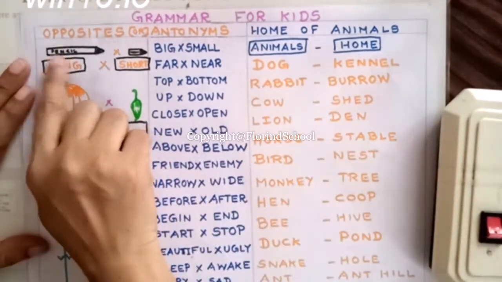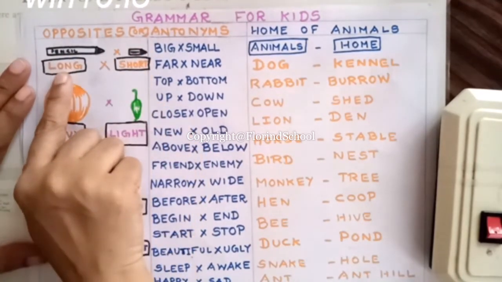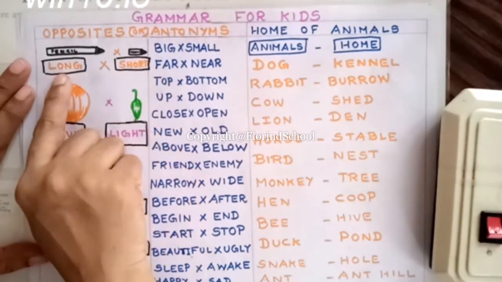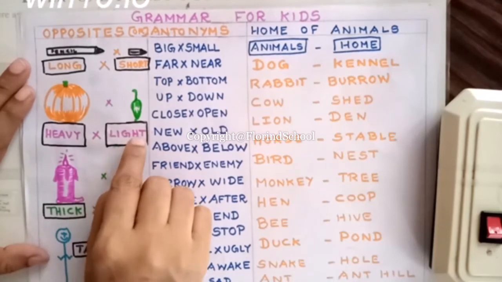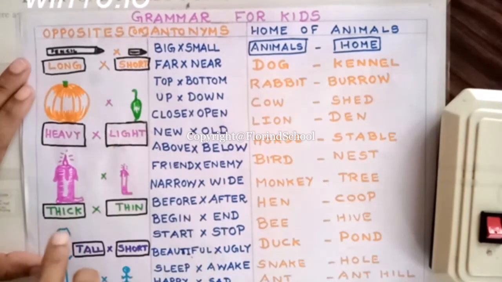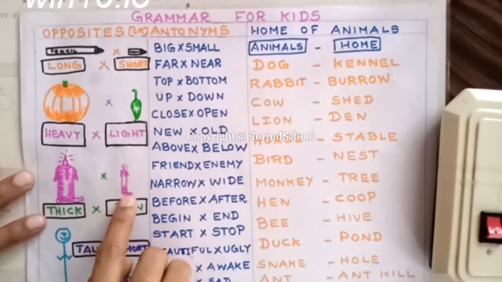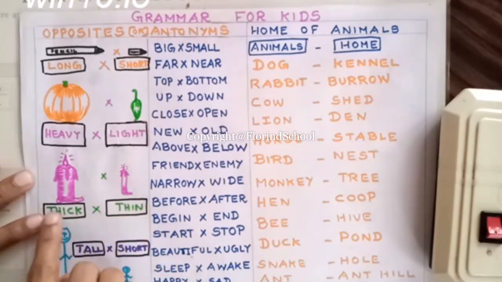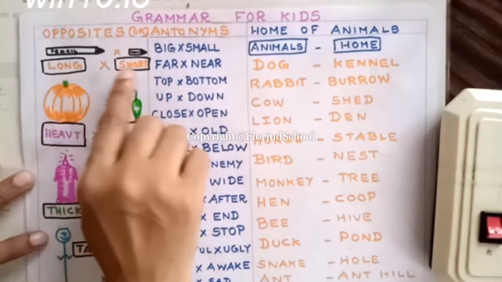See, pencil. A long pencil. A short pencil. Long. Short. Heavy. Pumpkin is heavy. Chili is light. Thick. This candle is very thick. This candle is thin. Opposite of thick is thin. The opposite of tall is short.